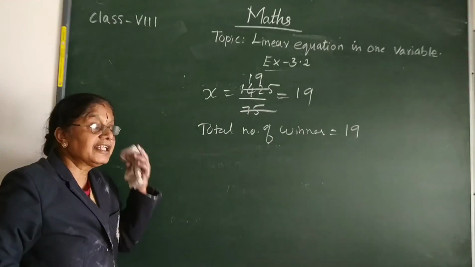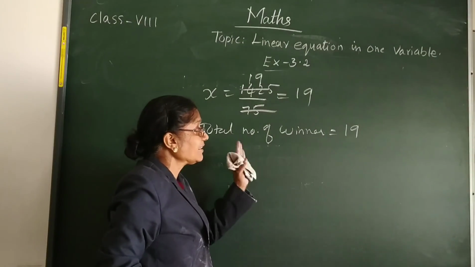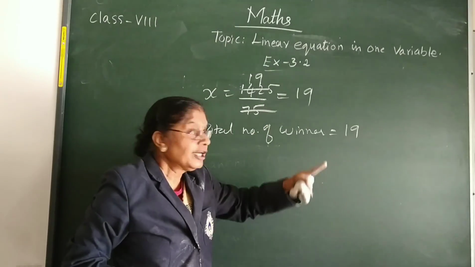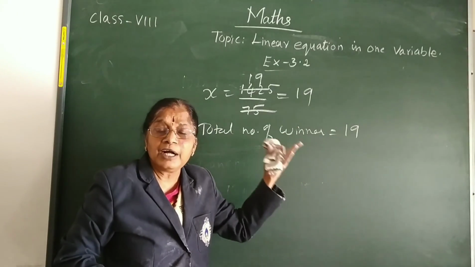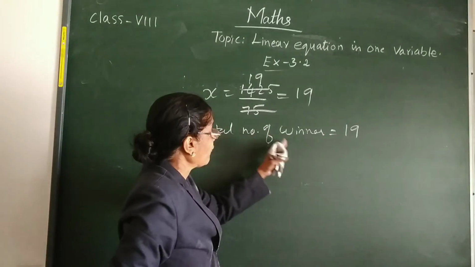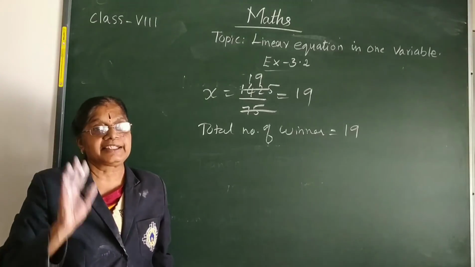So how many winners are there? 19. And we know the non-winners are 63 minus x. If you add this to the winners, you will get the total number of participants. So the total number of winners is 19. So 19 winners are there in this essay competition.